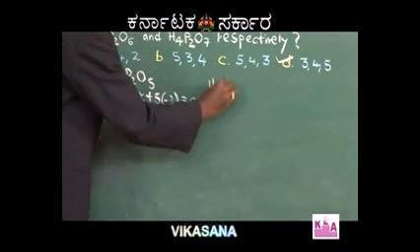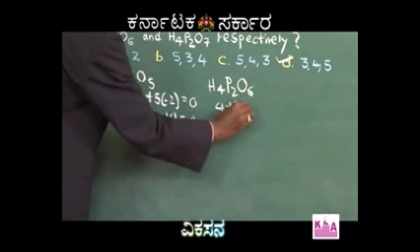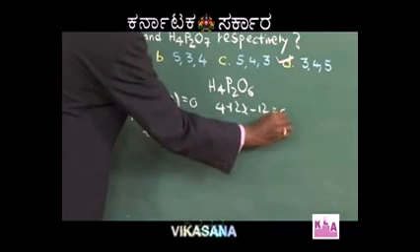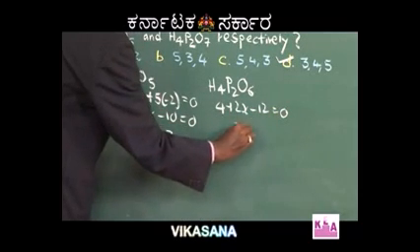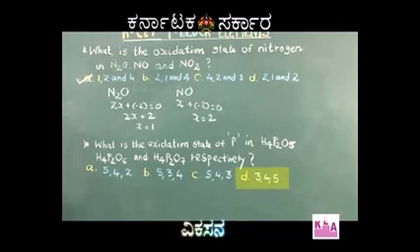I have the second one, H4P2O6. I have 4 plus 2x minus 12 is equal to 0. Therefore, I understand x is equal to +4. Therefore, it is matching my question. Hope you have understood this.